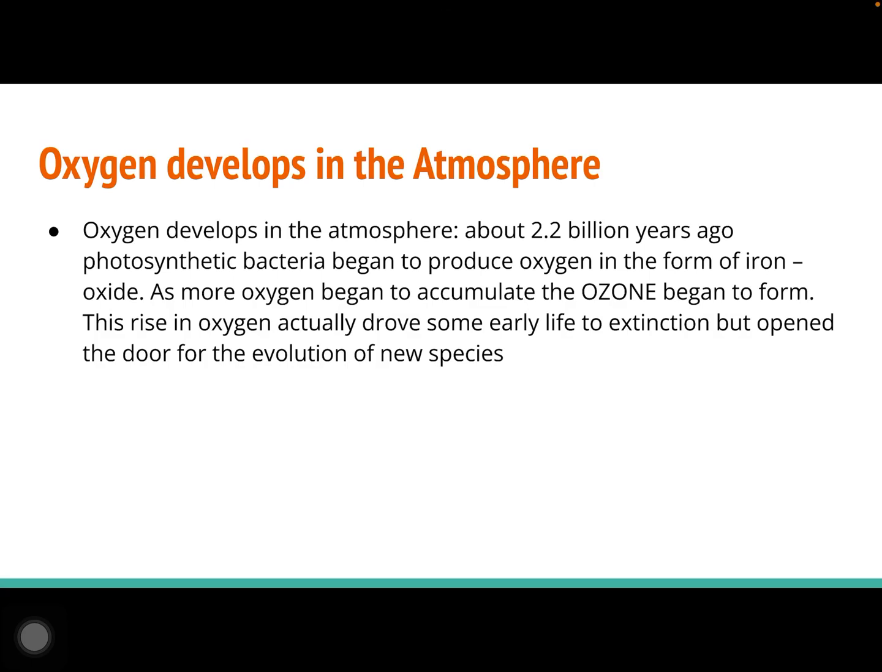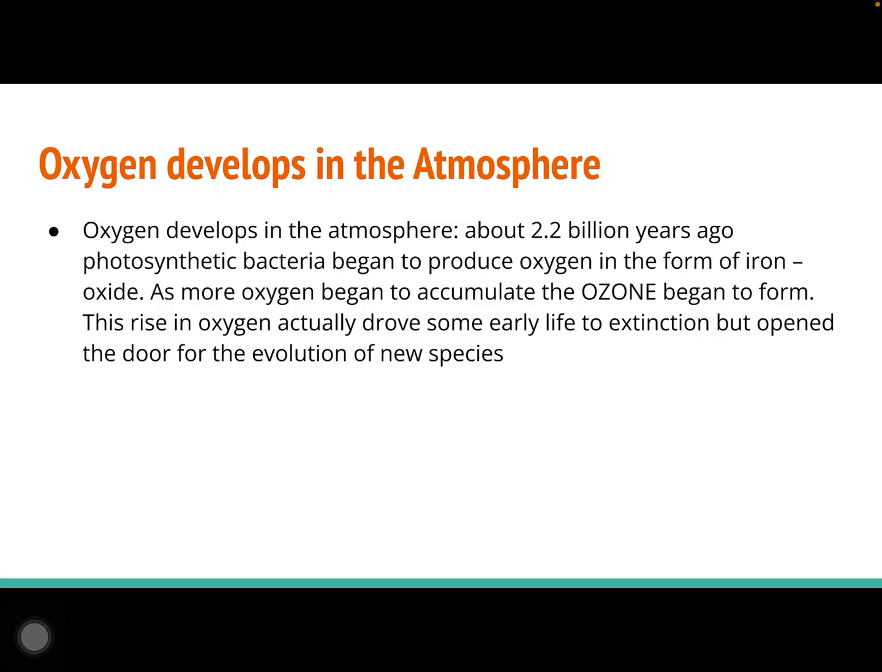The oxygen develops in the atmosphere. So oxygen developed in the atmosphere about 2.2 billion years ago. Photosynthetic bacteria began to produce oxygen in the form of iron oxide. As more oxygen began to accumulate, the ozone began to form. The rise in oxygen actually provided some early life to extinction, but opened the door to evolution of new species.